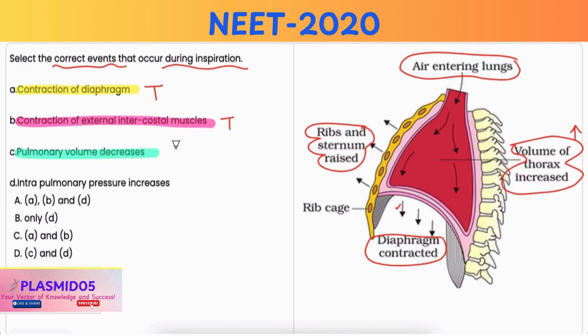During inspiration, the pulmonary, that is the lung volume, increases as the thoracic cavity expands, thus allowing air to flow into the lungs. Event D, intrapulmonary pressure increases. Now, this is also incorrect. During inspiration, the intrapulmonary pressure decreases, that is, it becomes lower than the atmospheric pressure, which causes air to flow into the lungs. Increased pressure would result in air being expelled and not inhaled. Hence, the correct answer is option C.